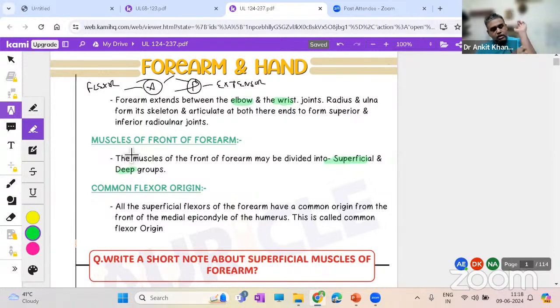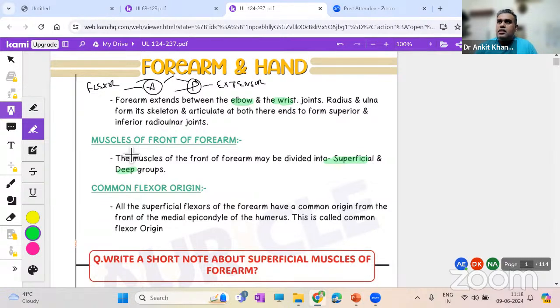If you look at the front of the forearm, a lot of muscles are there. Some muscles, if you just cut the skin and fascia, you will see over here. They are the superficial group, which includes around 4 to 5 muscles. Then in the forearm you have two bones. Lateral is radius, medial is ulna. Some muscles are very deep in the front of the forearm, attached directly to these bones, all around the surface of these bones. Those will be known as the deep muscles.